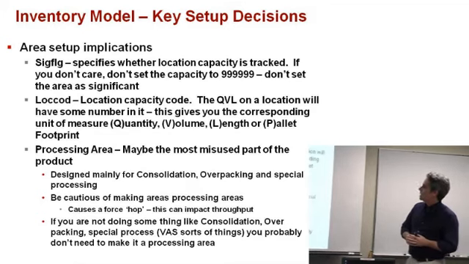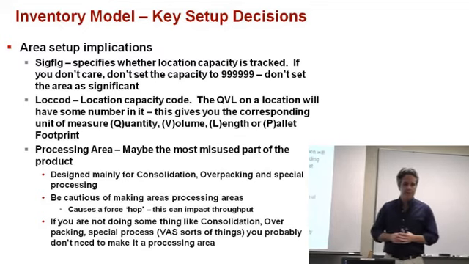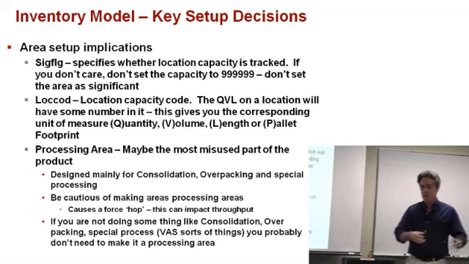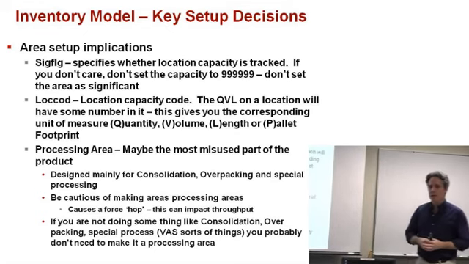The location capacity code really tells us the unit of measure. When you go in there, it's the unit of measure that says what the QVL really means on a location.